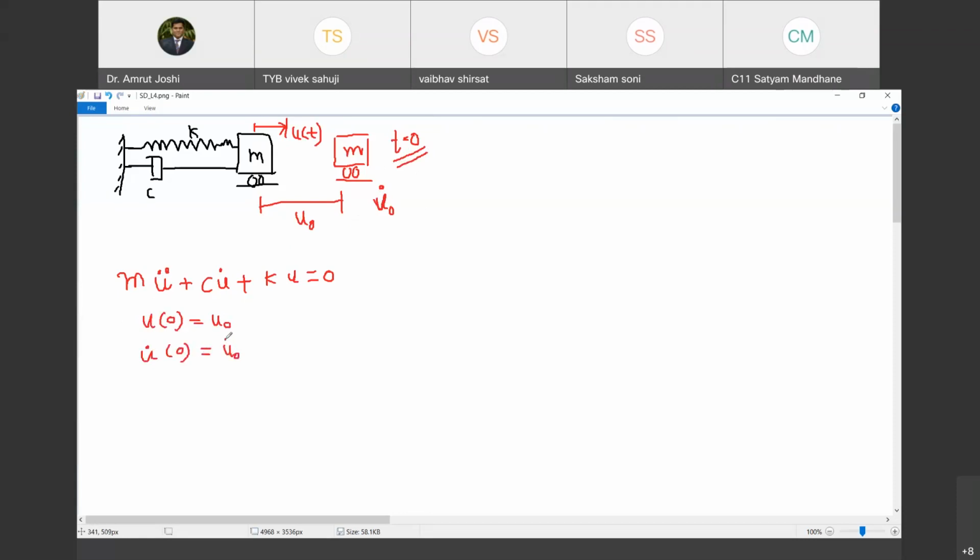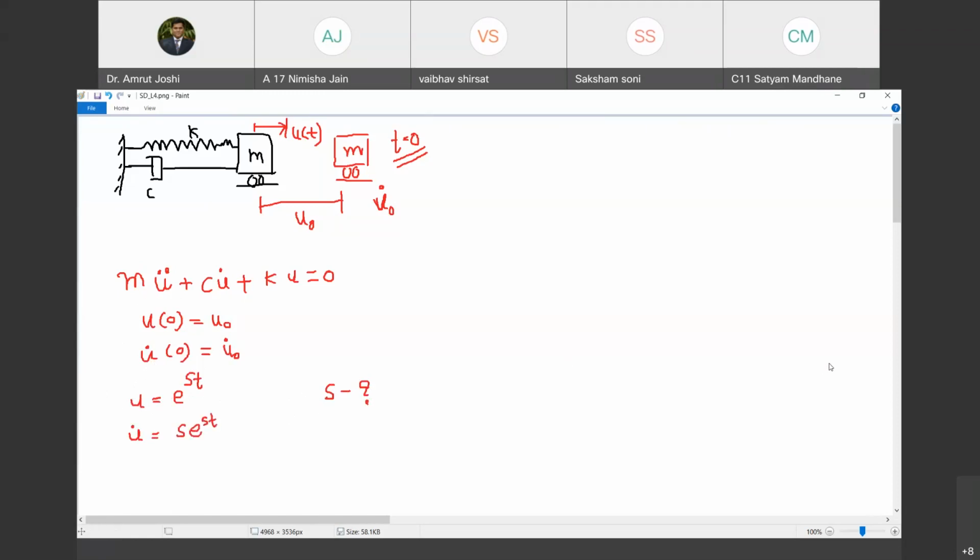Are you with me, Nimisha? Yes, sir. And then we started with substituting u is equal to e raised to st. So let us say that this is the solution of this differential equation, and then we were supposed to find out what is the value of s. Let me substitute this back in this equation. So what is u dot? U dot therefore is equal to s e raised to st.